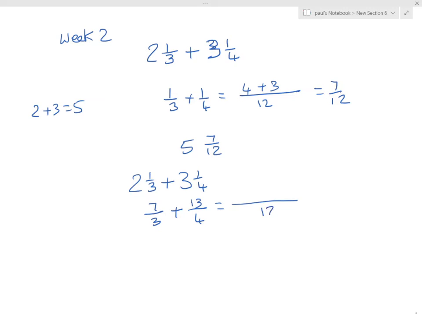3 fours are 12, but the numbers are a bit bigger now. 4 sevens are 28, and 3 13s are 39. And add the 28 and 39 together, which is 67 over 12. So 67 divided by 12, 5 12s are 60 with 7 left over. So you get the same answer, but you've done it 2 different ways.